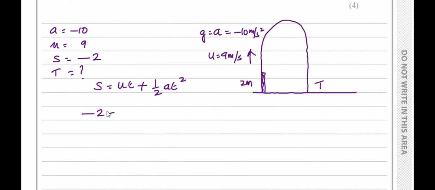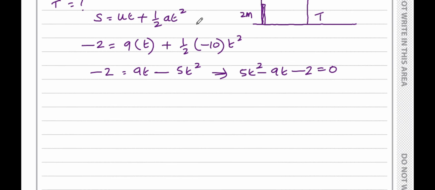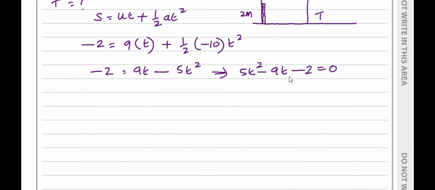So minus 2, which is s, u is equal to 9 times t, which we don't know, plus half, a is minus 10 and t square. Okay, simplifying, minus 2 is equal to 9t minus 5t square. That means 5t square minus 9t minus 2 is equal to 0. Okay, so how do we factorize and solve this? So when you multiply, you get minus 10. When you add, you get minus 9. So it is 5t square minus 10t plus 1t minus 2 is equal to 0.